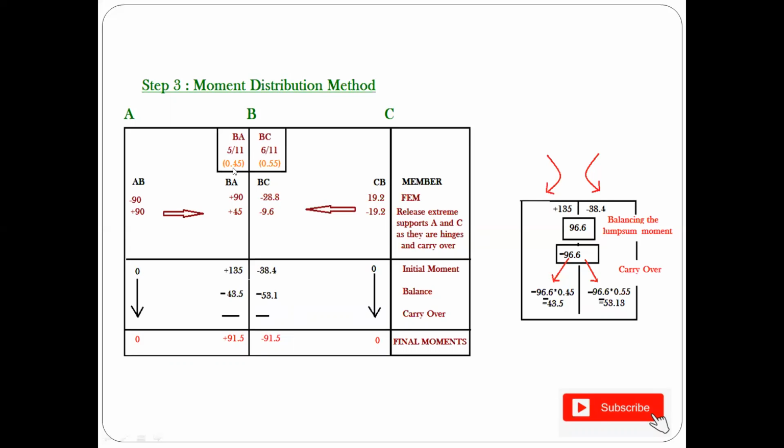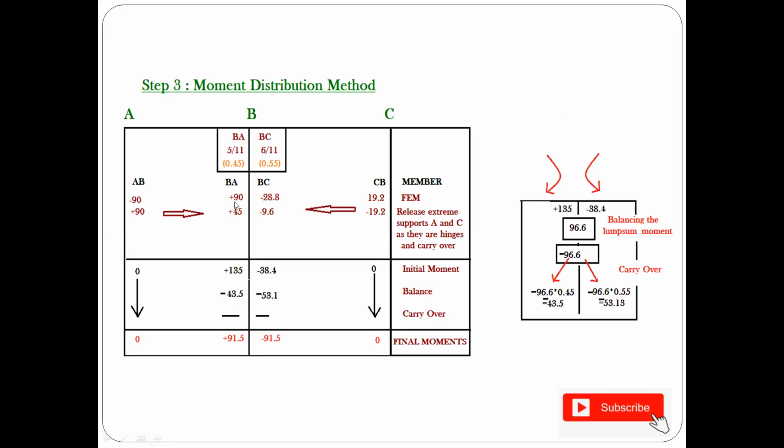So here you just see 0.45 plus 0.55. When you add, you're going to get 1. Now, suppose for BA it was 0.3, then what will be the value for BC? Yes, it will be 0.7, so that you're getting a sum of 1. So once you write your member names, the next thing is you are supposed to write your fixed end moment.